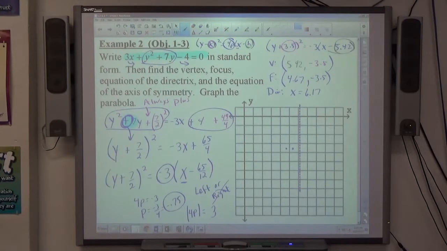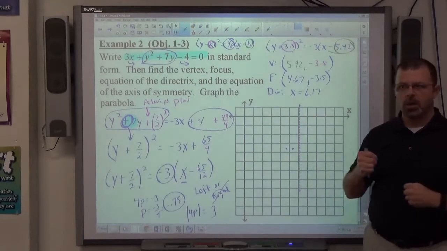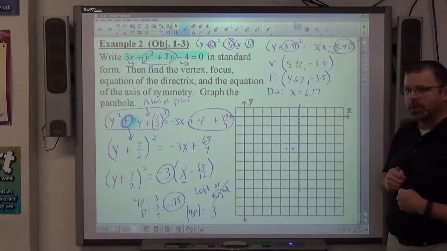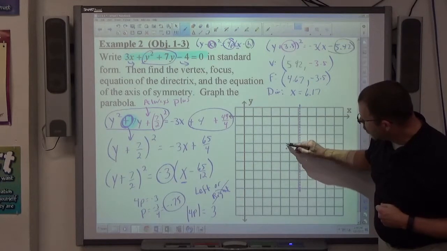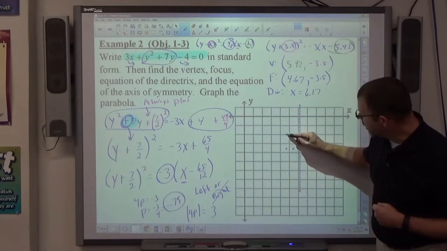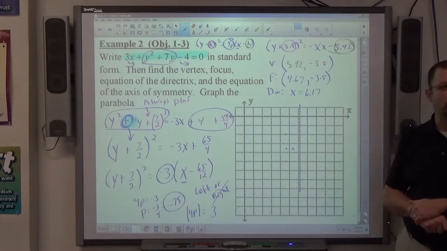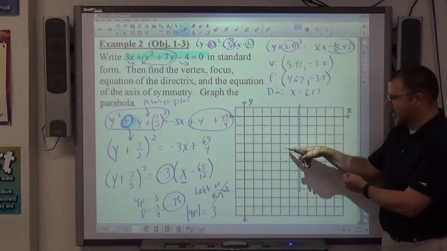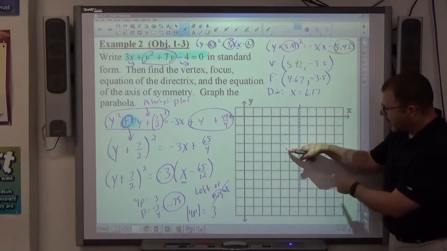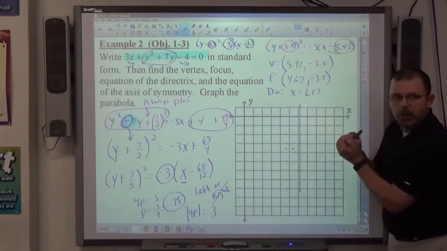If the latus rectum length is 3, that means I need to go 1.5 spaces in both directions, right? Should I go up and down or left and right to get the points? Up and down. Very good, up and down. So if I'm at negative 3.5, 1.5 right there, 1.5 right there, those 2 points should be on my parabola. And that's all the latus rectum length is ever going to do for me. That tells me how wide the parabola is at the focus. The focus is right here. I make it 3 wide. I go half as much up and half as much down to make 3 across.